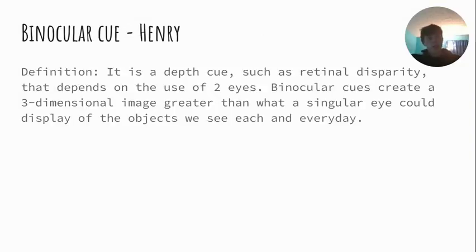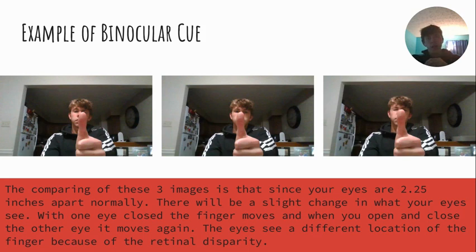Binocular cue is a depth cue, such as retinal disparity, that depends on the use of your 2 eyes. Binocular cues create a 3-dimensional image greater than what a single eye could display of objects that we see each and every day. So an example of a binocular cue would be if you hold your thumb out in front of you, take both your eyes, close one, open it, close the other, open it, and you might see that your thumb will move in those different pictures.